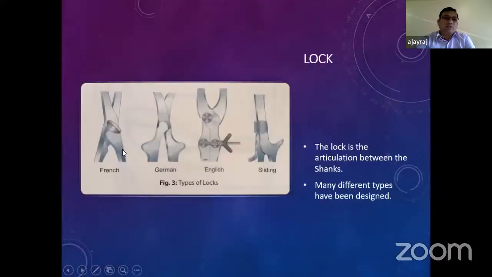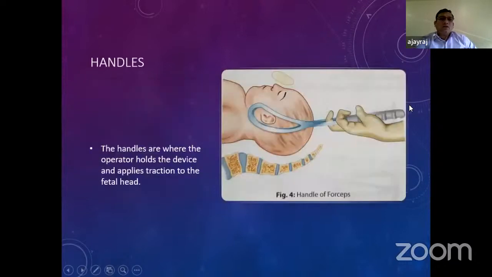Lock. There are 4 types of lock. Lock is the articulation between the shanks. Many different types have been designed. This is the French lock. This is the German lock, English lock, sliding lock. Handles. The handles are where the operator holds the device and applies traction to the fetal head.